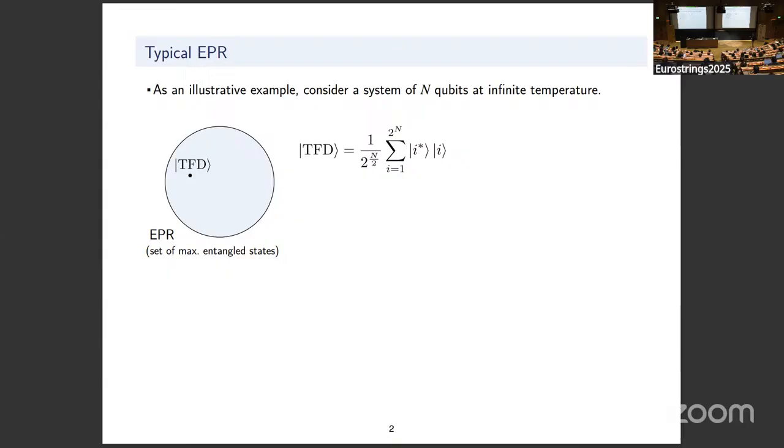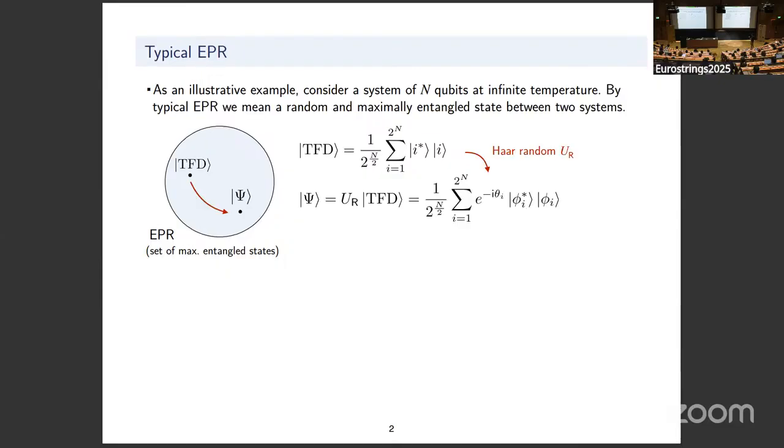In particular, the infinite temperature thermofield double has this particular wave function in the energy basis. You see that it's diagonal. These i's are the energy eigenstates of some Hamiltonian. One property is that the wave function is diagonal and, moreover, doesn't contain any phases. This is a canonical purification of a thermal state in the sense that if you compute the reduced density matrix on one of the two systems of qubits, you get a maximally mixed state, which is the infinite temperature Gibbs state.